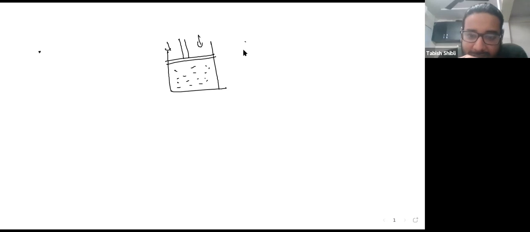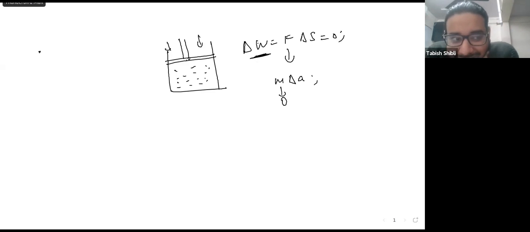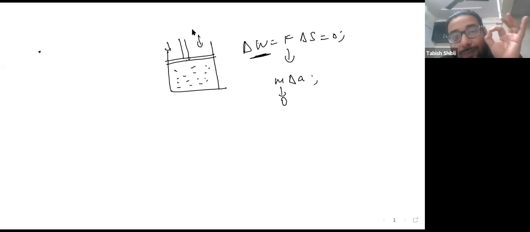So my work done, which is essentially equal to force times displacement, my force, which is mass times acceleration, my mass is zero. It's a massless piston. So my work done on the piston will actually be zero. So what is the work done against? And this is the crucial point. The work done is against the external pressure. You have some external pressure here.